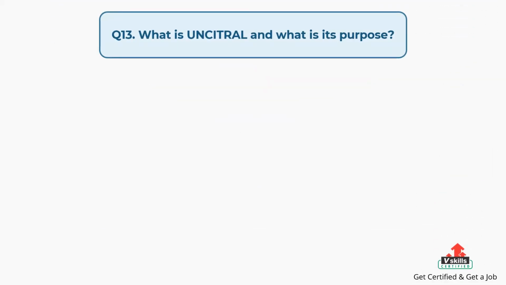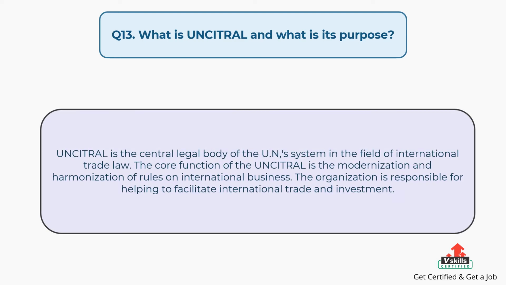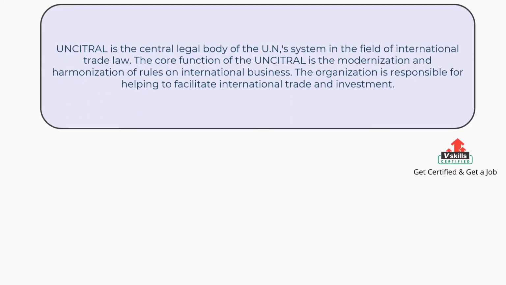What is UNCITRAL and what is its purpose? The answer is, UNCITRAL is the central legal body of the United Nations' system in the field of international trade law. The core function of UNCITRAL is the modernization and harmonization of rules on international business. The organization is responsible for helping to facilitate international trade and investment.